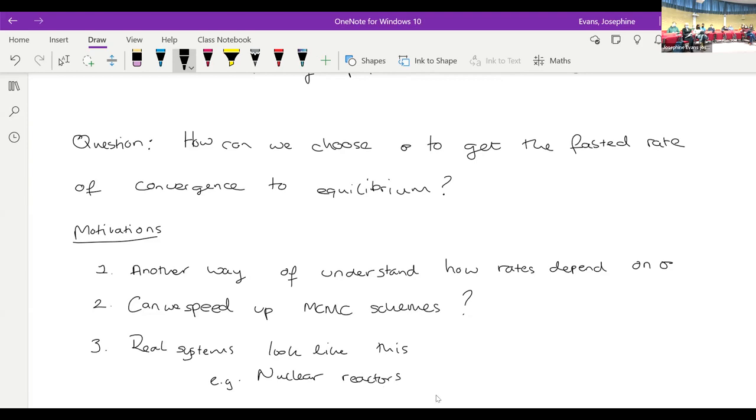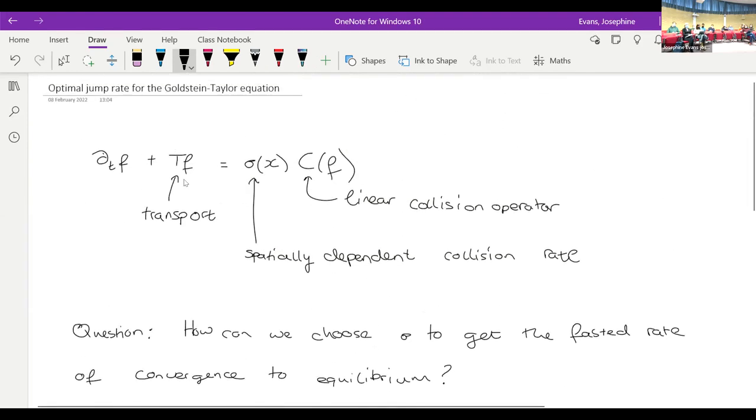So if you have it will be a nonlinear equation, but if you have the neutron transfer equation, it will be of this form, and this sigma x will be really big where you have the control rods in your nuclear reactor and basically zero in other places. So these people have an understanding of, stick the control rods in and it falls down.